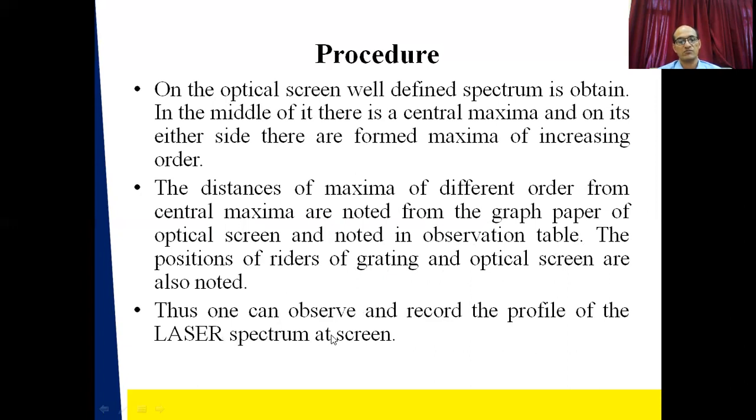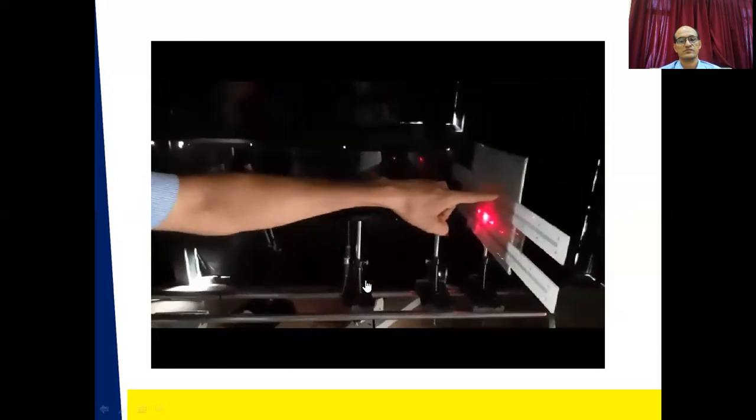Now we will move to the equipment. This is the laser source, this is the grating, and this is the optical screen. When light is incident on the grating, it will get split and diffracted into several beams in different directions, and a spectrum is obtained on the screen.